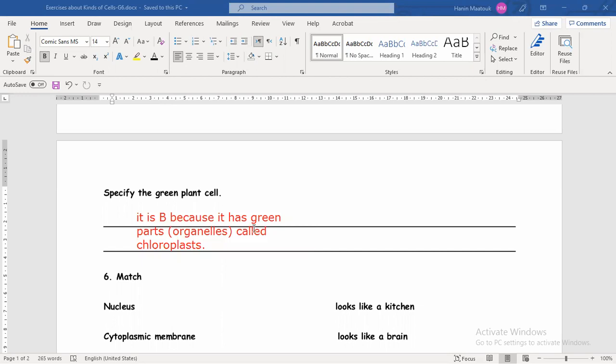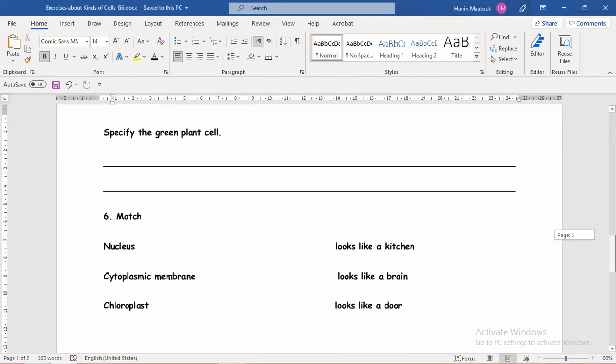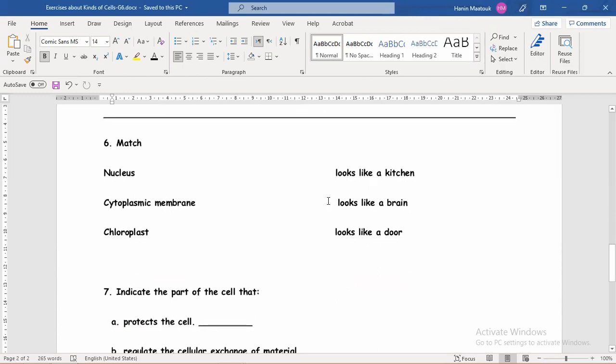Now let's move to the sixth question. The sixth question is match. So we have from one column the parts of the cells, and from the other column, looks like, that means similarity. So we have to remember the function of every part they put for us, and then to see its function, what does it look like. We will start. First, the parts are nucleus, cytoplasmic membrane, chloroplast. The second column: looks like a kitchen, looks like a brain, looks like a door.